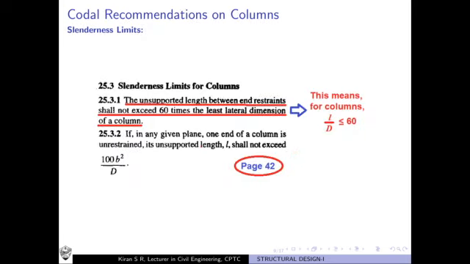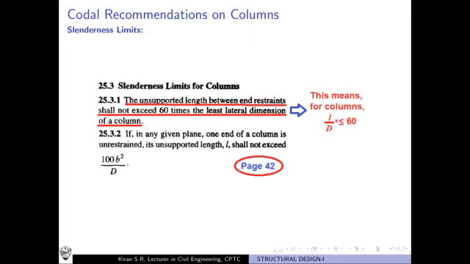Now let us quickly discuss the code recommendations on columns. We have already discussed the slenderness ratio of a column. For it to be short, it should be less than 12. For it to be long, it should be greater than 12. Now, what is the maximum unsupported length or maximum slenderness limit set by the Indian Standard Code? The Indian Standard Code says the slenderness ratio, but not in terms of effective length to the least lateral dimension.